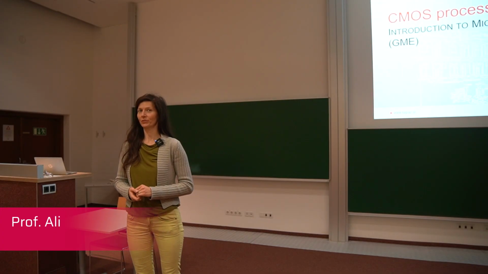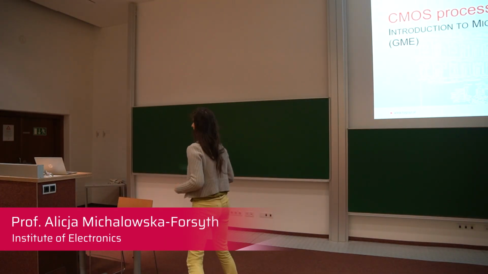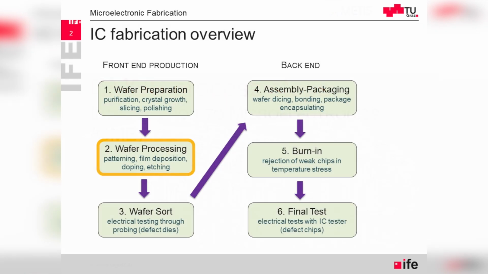In this lecture, we're going to see the CMOS process steps. So let's have a look at an overview that brings us to the process steps. What we can see here is the overview of the general topic of integrated circuit fabrication. What we have already covered previously is the beginning of the front end of production. We have front end and back end.